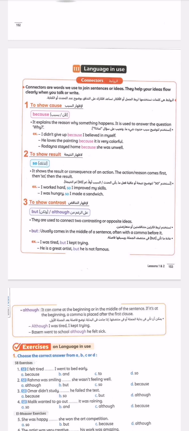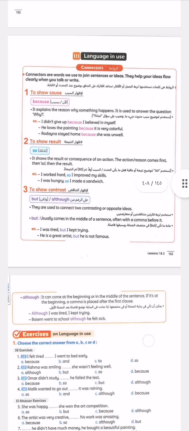The last example: Rodina stayed home because she was unwell. So Rodina stayed home as a reason of being unwell. The second action or the second sentence is a reason why the first action happens. Why she stayed home? Because she was unwell. As a conclusion, we use the connector because to join two sentences. There is a cause relationship between them.